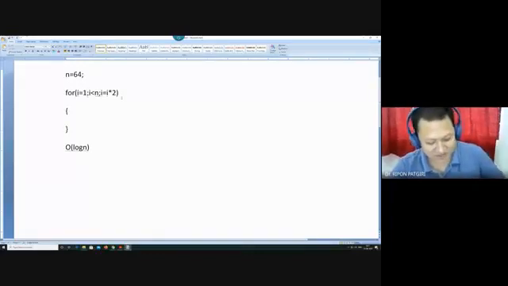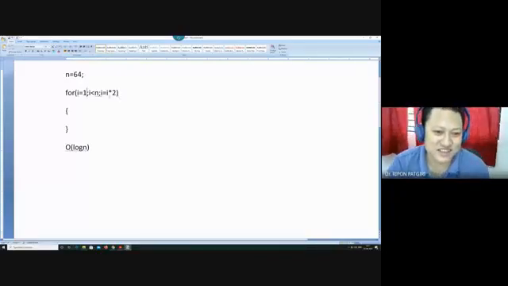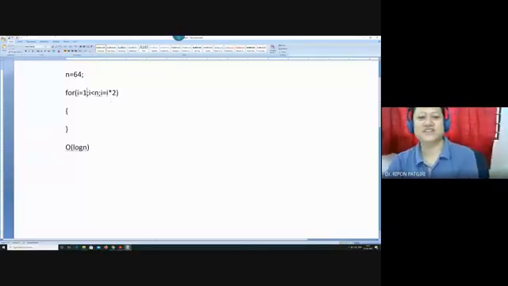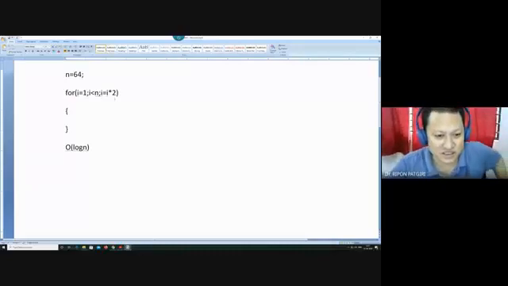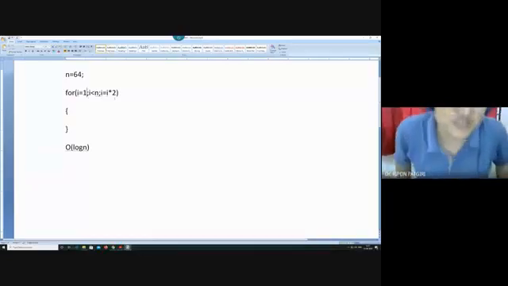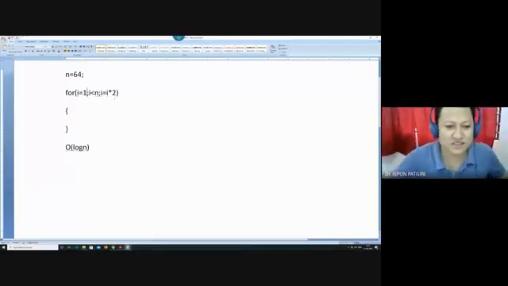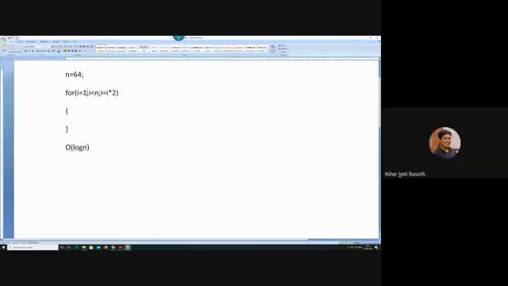Division or multiplication same, right? In this case, incrementing by multiplication or decrementing by dividing is the same. So it will take log n.